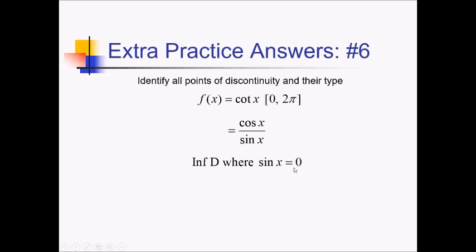Well, where does that happen? Sine is going to be 0, the y value on the unit circle, at 0 radians, also at pi radians, or 180 degrees, and also at 2 pi radians. So at those 3 spots, we're going to end up with infinite discontinuities on this interval.